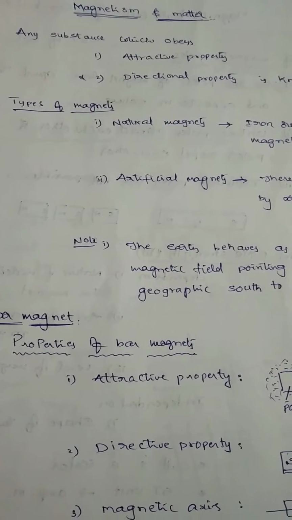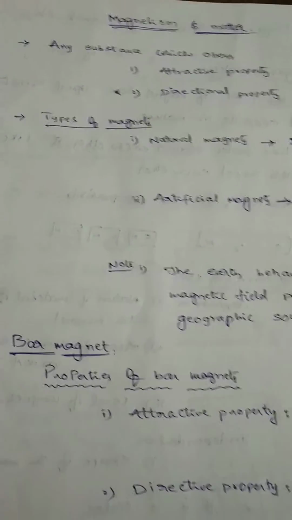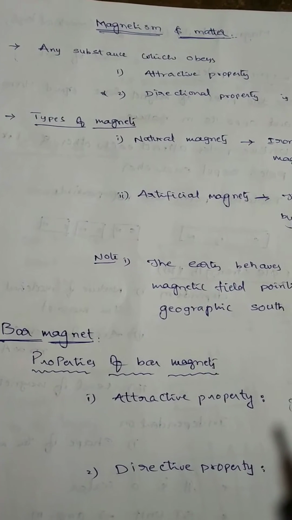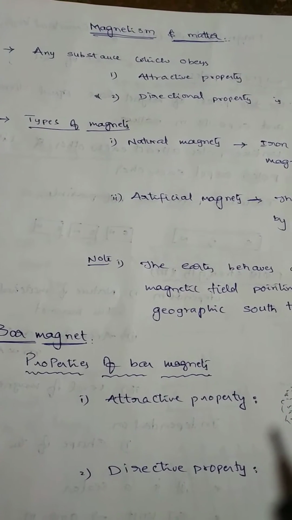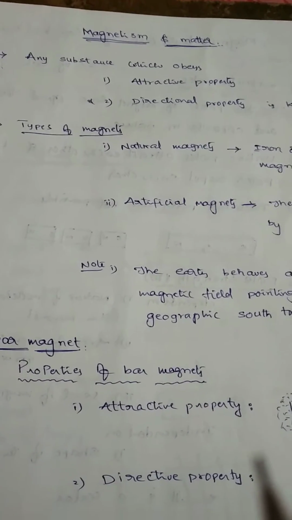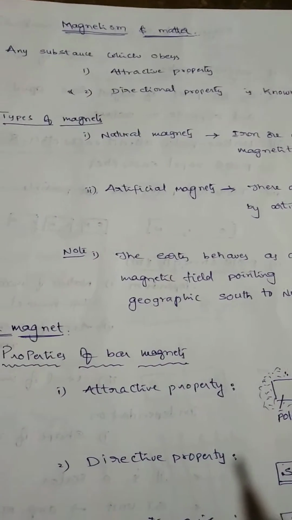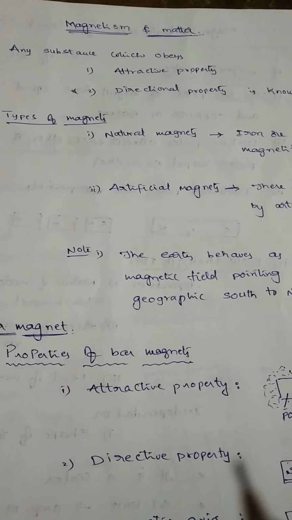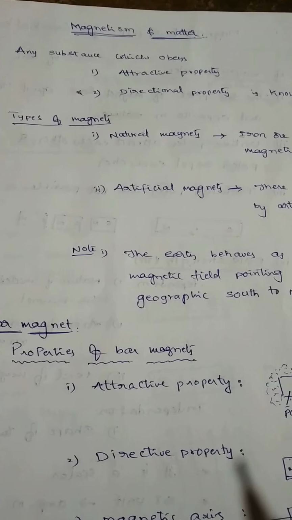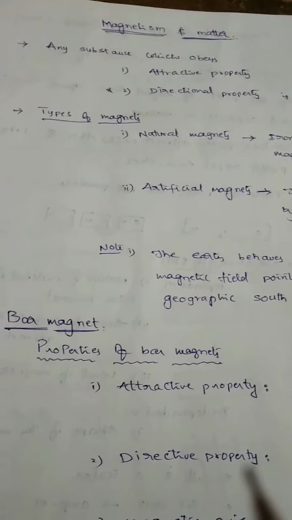Today we will discuss the concept of magnetism and matter. In this chapter, magnetism and matter, it is a very easy chapter for IPE as well as objective orientation. So, what is a magnet and what are the types of magnets? What is magnetic property and what are the properties of the magnets? Let us discuss one by one in this class.